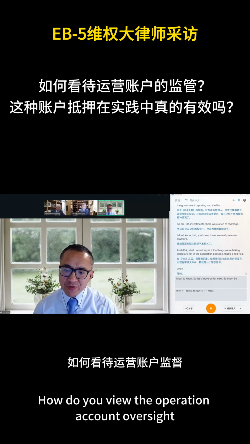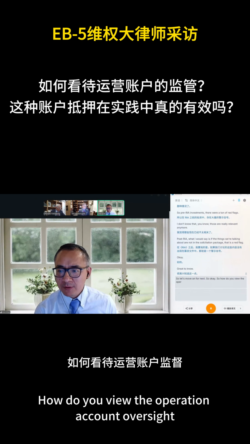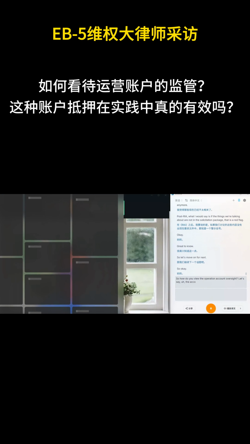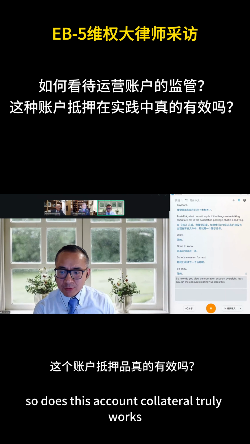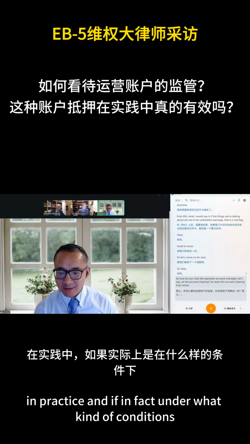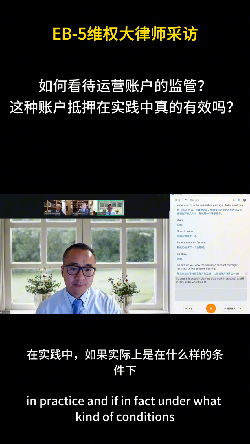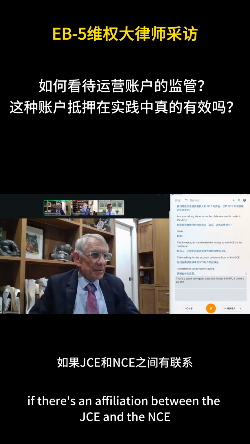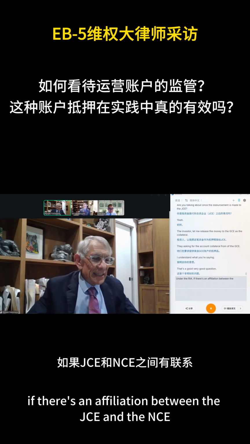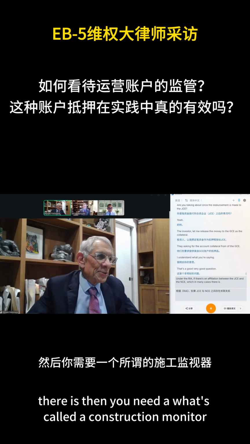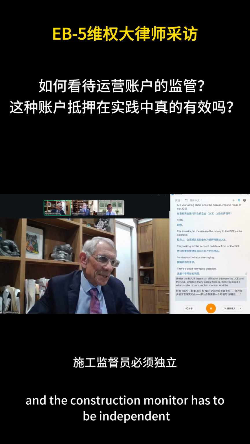So how do you view the operation account oversight? Let's say the account collateral. Does this account collateral truly work in practice, and if in fact, under what kind of conditions? If there's an affiliation between the JCE and the NCE, which in many cases there is, then you need what's called a construction monitor. And the construction monitor has to be independent.